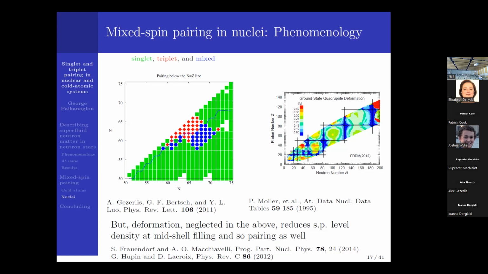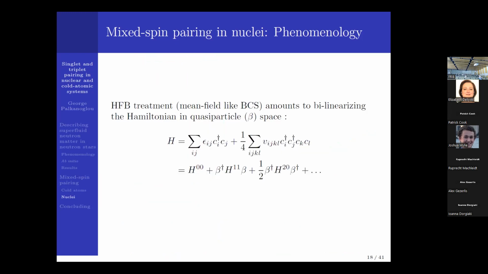We made a phenomenological model to look into the competition between singlet and triplet pairing in the presence of deformation. So what is that phenomenological model? We use the HFB treatment, the HFB theory, which is just a generalization of the BCS theory.